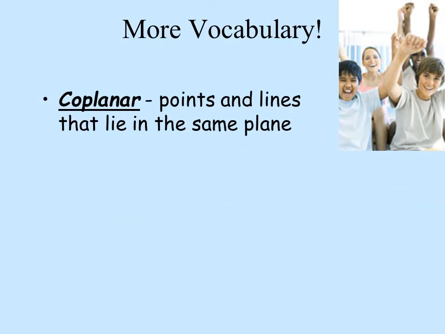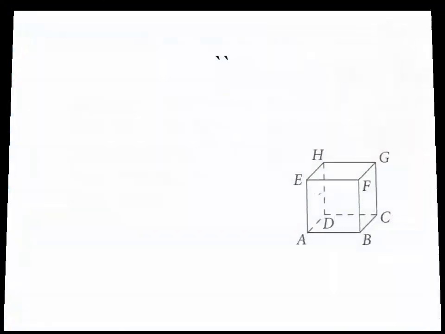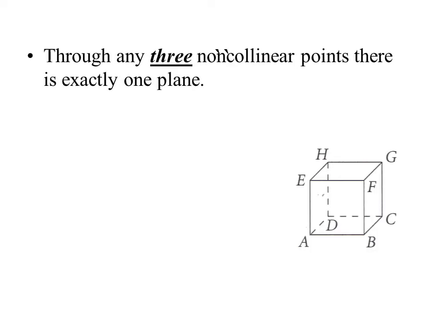And just like we have collinear, we have coplanar, which are points and lines that lie in the same plane. And we have non-coplanar, which are points and lines that do not lie in the same plane. All right. Through any 3 non-collinear points, there is exactly one plane. So if I said points A, B, F, that would be the front of this box, so that would be plane ABF.